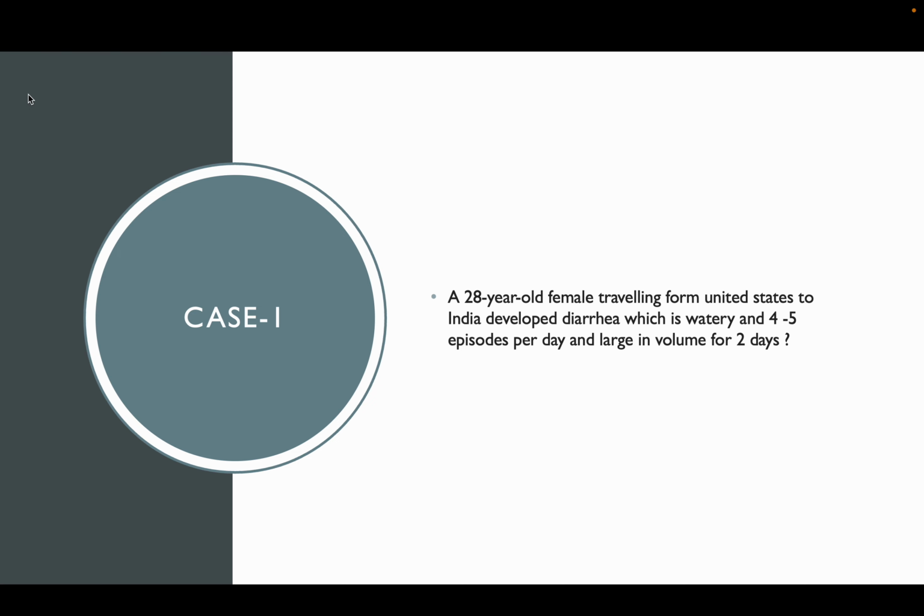Here you can see the patient has diarrhea with 4 to 5 episodes per day, not much, and large volume. So this looks more like a small bowel diarrhea. The patient recently traveled from the United States to India, so there is what is called travelers diarrhea. Travelers diarrhea is mostly related to E. coli, enterotoxigenic E. coli. It produces a toxin, and it produces diarrhea.